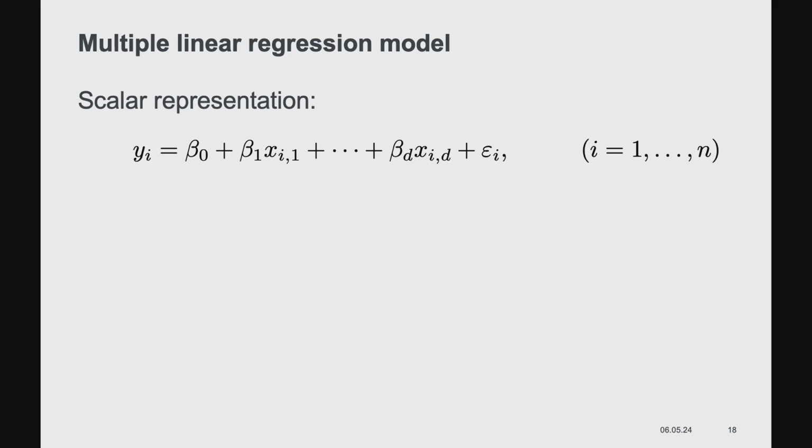Okay, so let's first look into the scalar representation, and later on I recommend you really learn the matrix notation. But just so you have a smooth entry, let's first look at the scalar representation. For a yi, this is predicted based on beta 0, that's the bias or offset, plus beta 1 times the first component of this x vector, up to beta d times the dth component of this x vector, plus some noise, and all together this gives us the y.